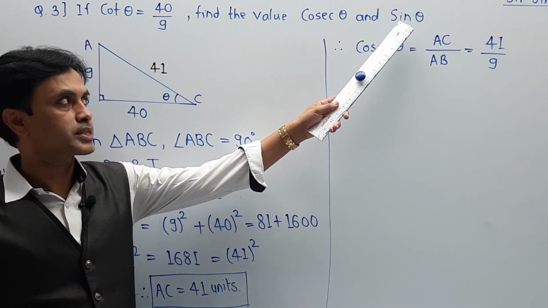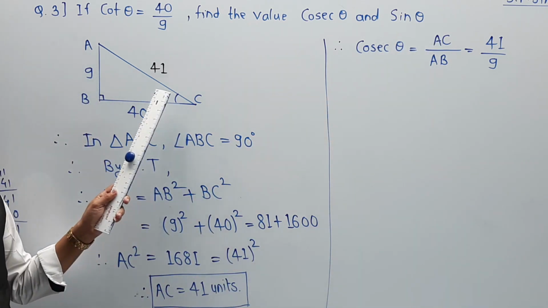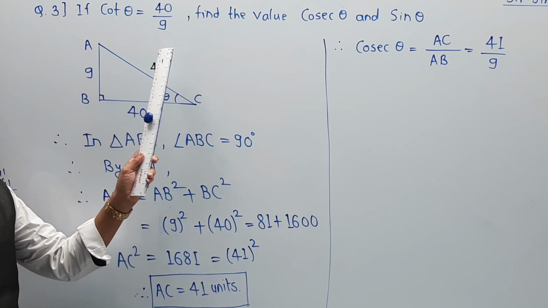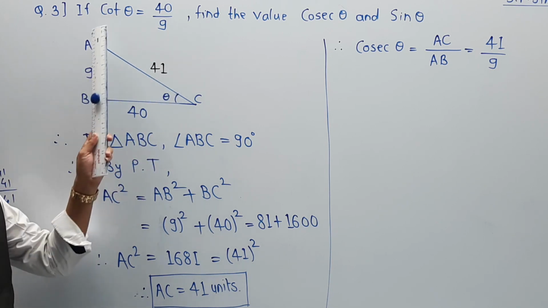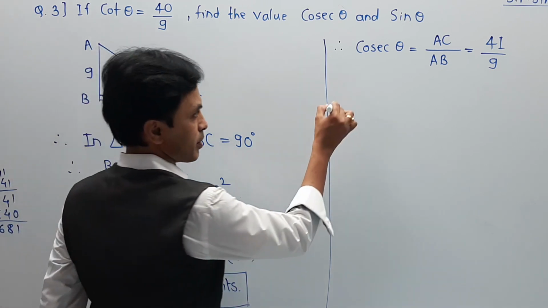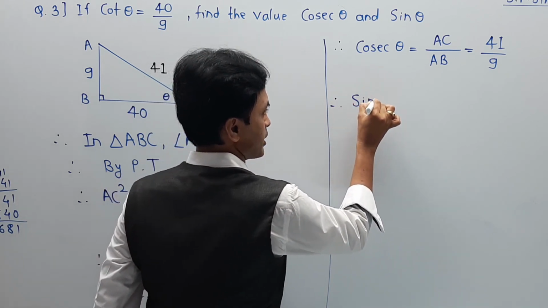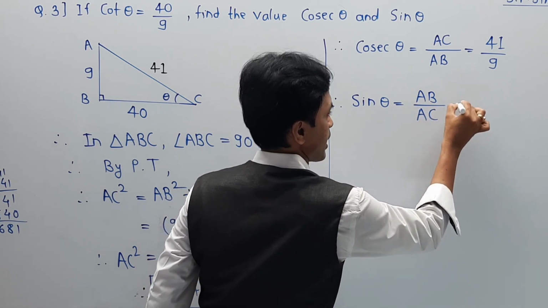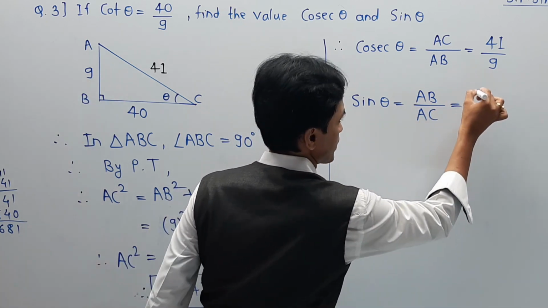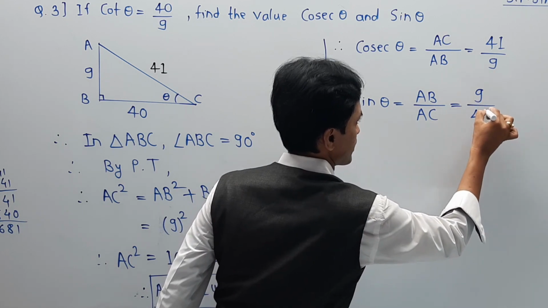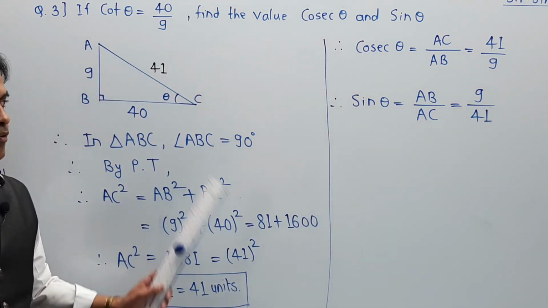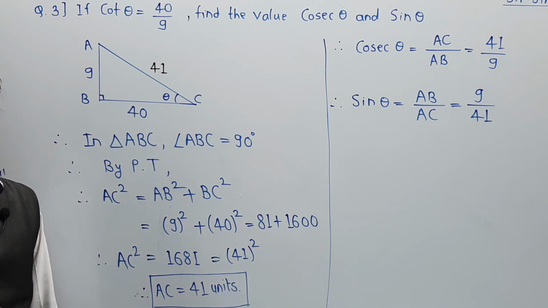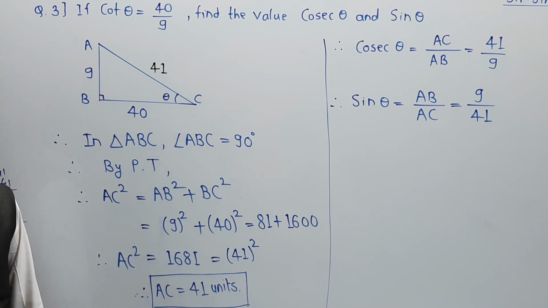Now we also calculate the second value, that is sin theta. Sin theta is nothing but opposite side upon hypotenuse, that is AB upon AC. As per the diagram, sin theta is AB upon AC, that is 9 upon 41. In this way, with the help of the triangle method, you can solve this numerical. There is also an alternative method, the property method, and we are going to solve the same numerical with the property method also.